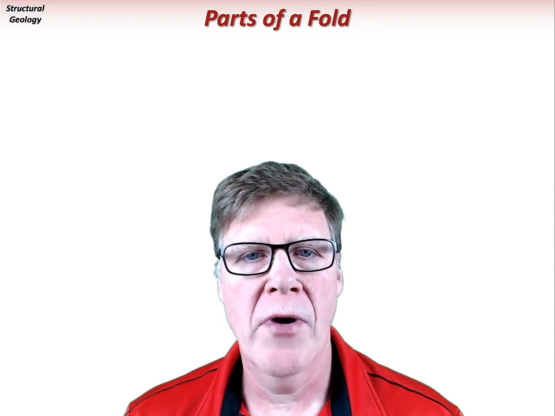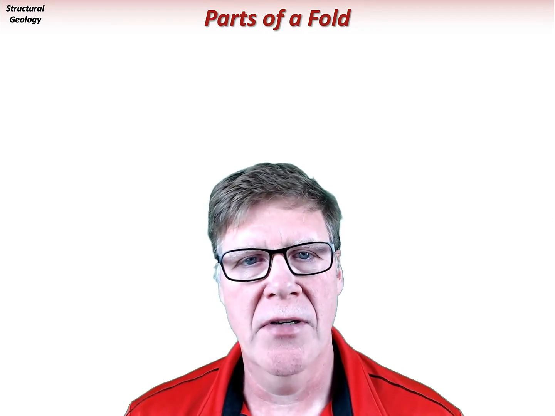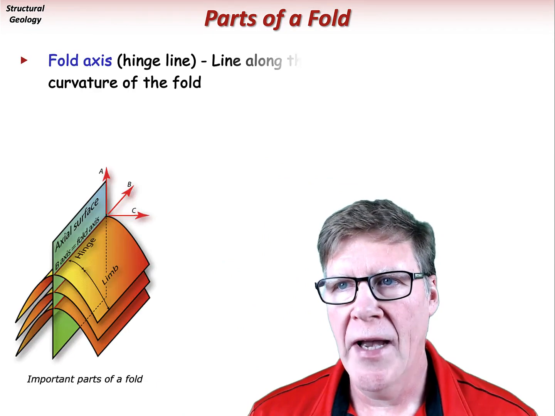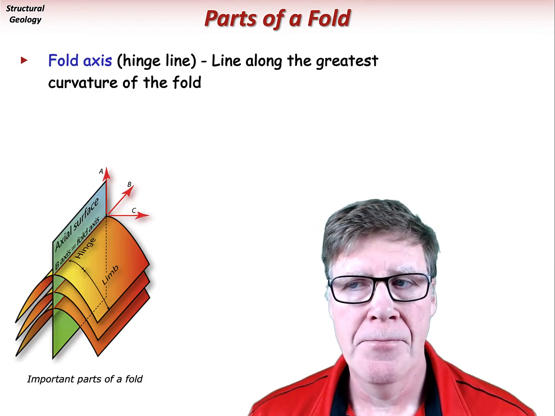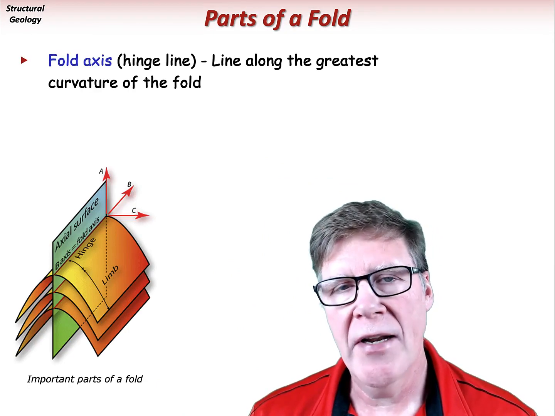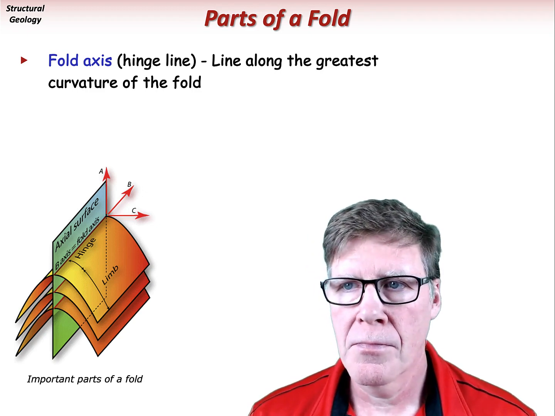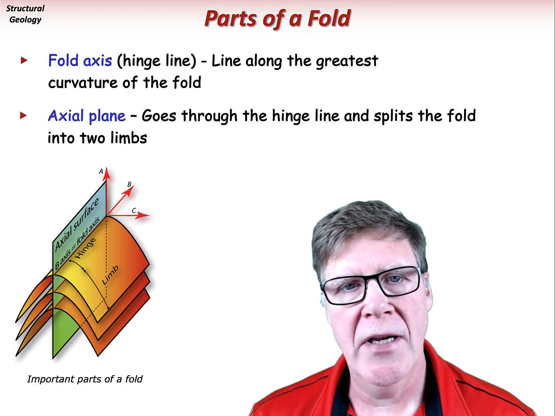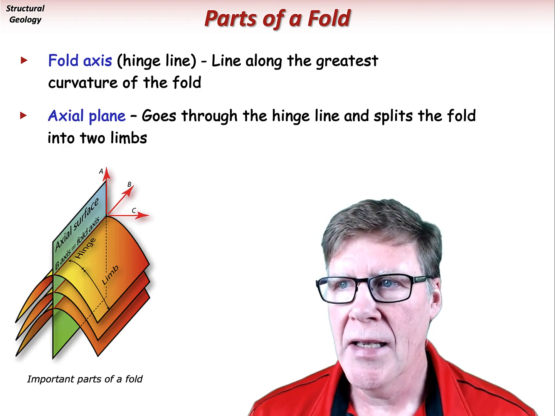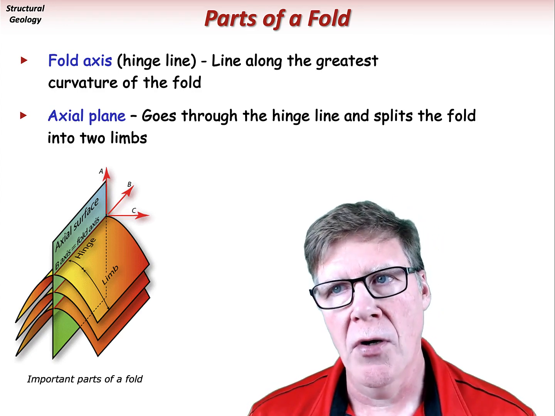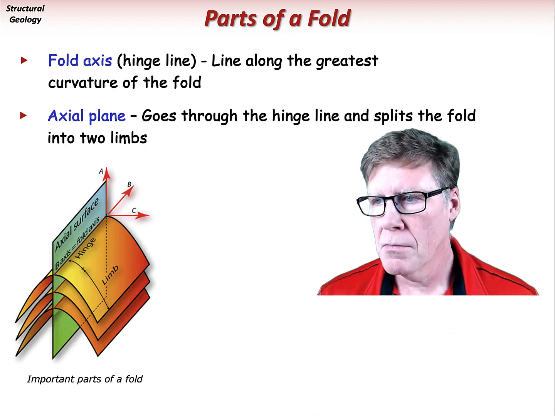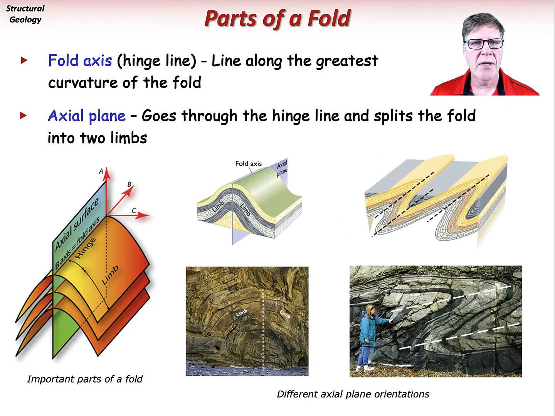A couple important parameters are used to describe the geometry of all folds. The fold axis, also called the hinge line, is the line that trends along the greatest curvature of the fold. The axial plane is an imaginary plane that goes through the fold axis and splits the fold into two equal parts, called limbs. The axial plane may be vertical, horizontal, or inclined at any intermediate angle. The recumbent fold shown at lower right, this image is one of my favorites.